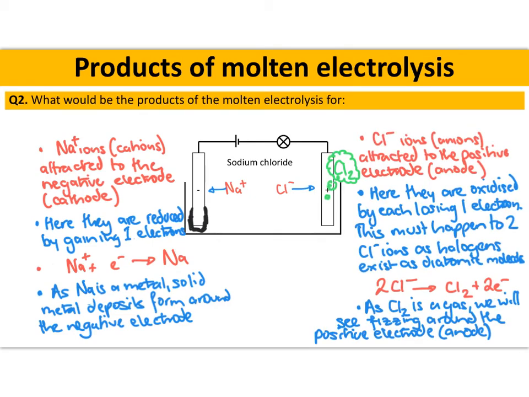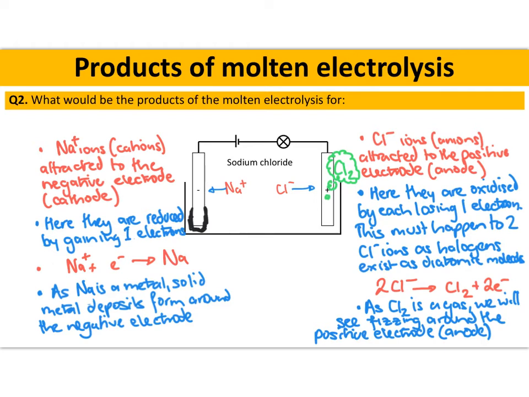At the positive electrode, it's exactly the same as before, because we've got the same ion, we've got chloride ion. So those chloride ions are negatively charged, they're attracted to the positive electrode. Here they're going to be oxidized because they're losing 1 electron. Because it's going to form its element, chlorine, which is a diatomic molecule, we're going to require 2 chloride ions to lose an electron each to produce that halogen molecule.